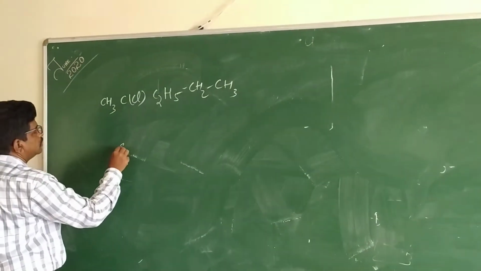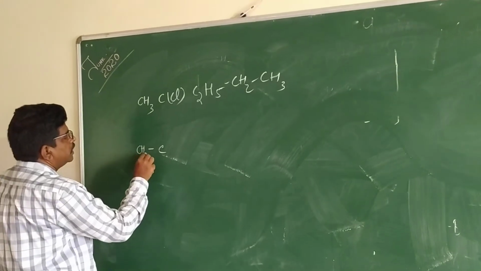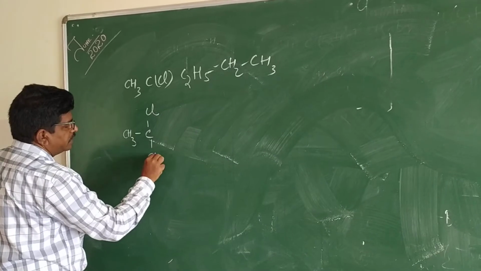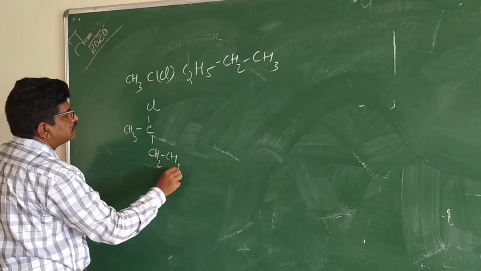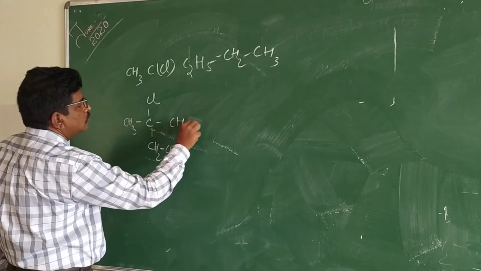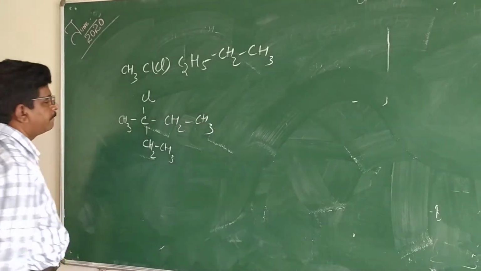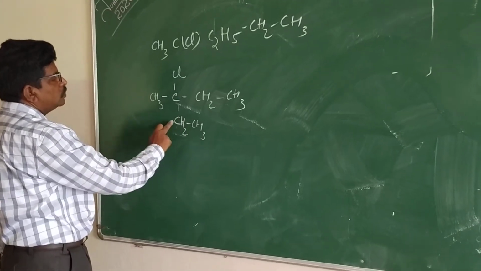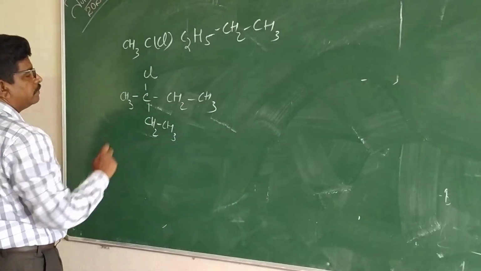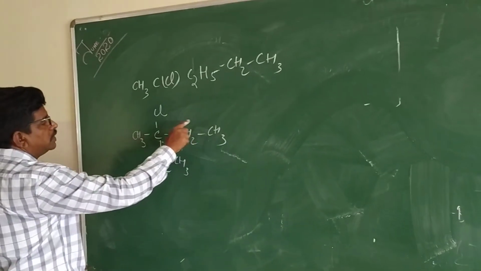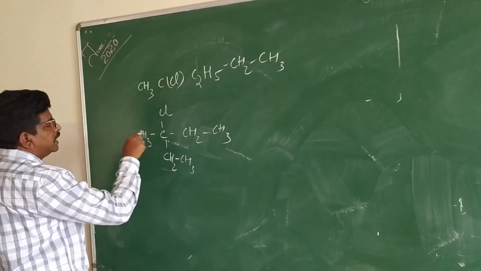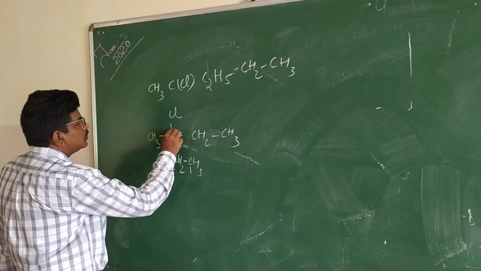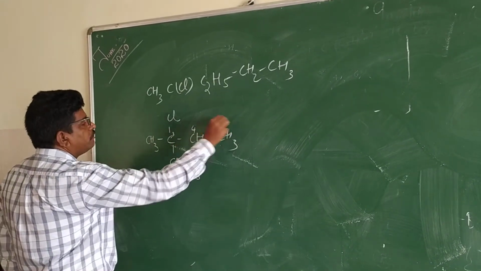This carbon, 1 CH3 group here, 1 chlorine here, 1 C2H5. C2H5 can be written as CH2, CH3, then CH2, CH3. If you start from here, 1, 2, 3, 4, 5. If you start from here also 1, 2, 3. So this will get a 3. So I am going to start from here, 1, 2, 3, 4, 5.